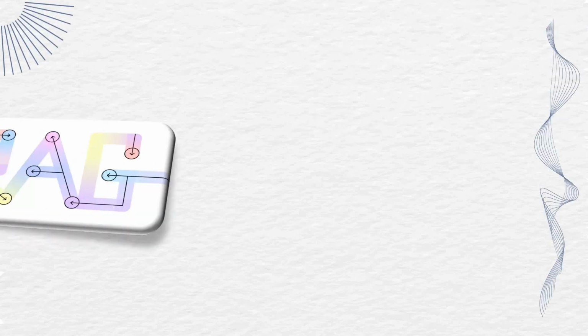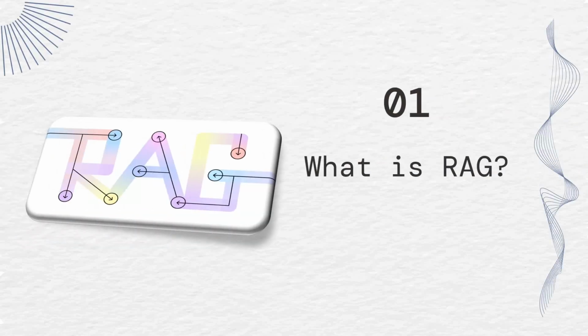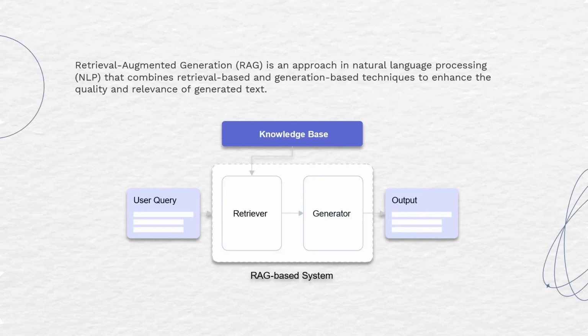What is Retrieval-Augmented Generation or RAG in short? So it is a novel approach in the field of natural language processing that combines retrieval-based and generation-based methods to improve the quality and relevance of generated text. We can try to understand this with the help of this diagram.